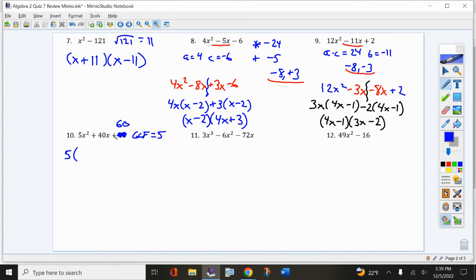So if I factor 5 out of them, I'm left with x squared plus 8x plus 60 divided by 5 is 12. This 5 is going to kind of hang around, and I'm going to go the short factoring here. So x and x, and I'm looking for numbers that multiply to 12 that add to 8. Those are 2 and 6.